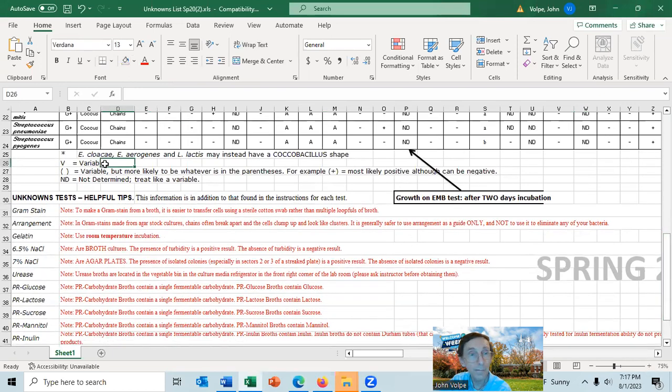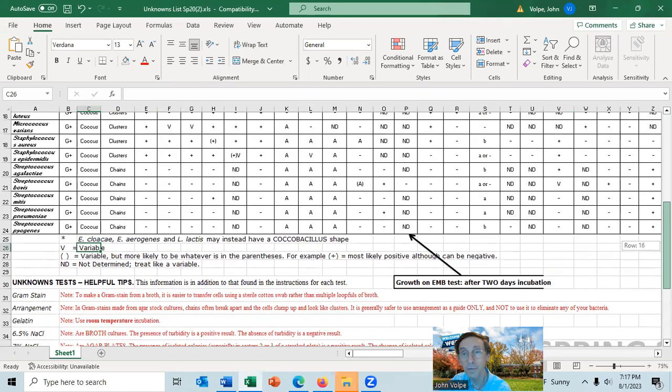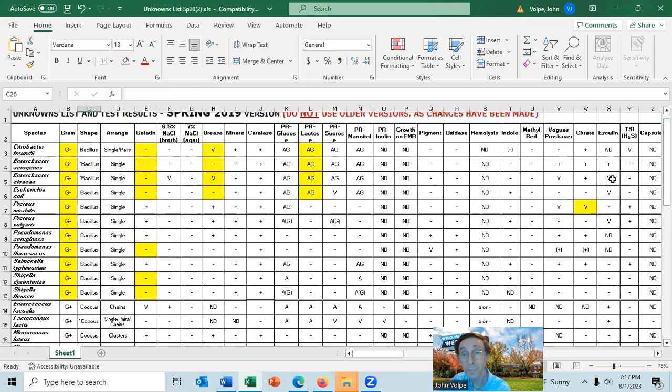V, variable. Handle as a plus and minus. That should be stated up there. I'll try and remember to do that. The ND means this test is not determined. We don't have the data for this. Actually, all of those, but let's go for that one. We don't have the data for indole test on Shigella flexneri, if I'm reading that right.